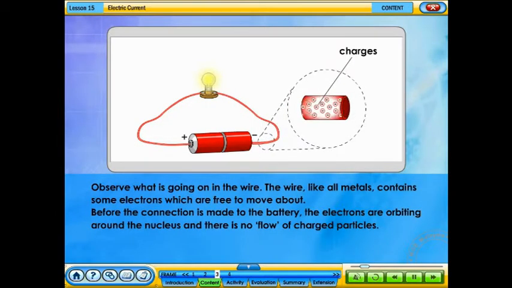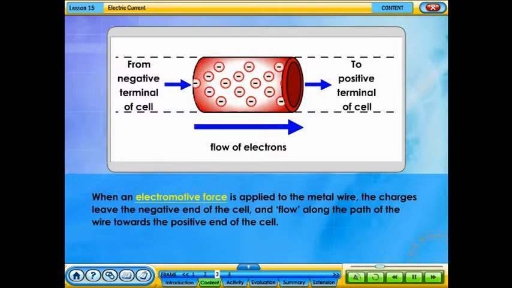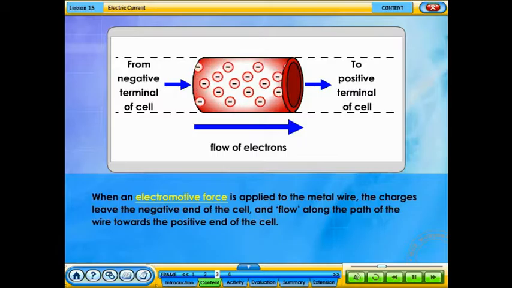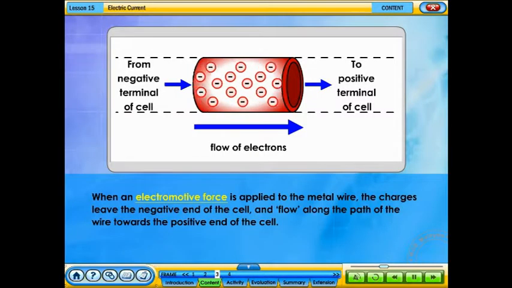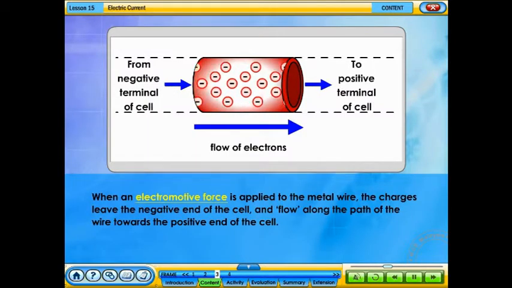Observe what is going on in the wire. The wire, like all metals, contains some electrons which are free to move about. Before the connection is made to the battery, the electrons are orbiting around the nucleus and there is no flow of charged particles. When an electromotive force is applied to the metal wire, the charges leave the negative end of the cell and flow along the path of the wire towards the positive end of the cell.